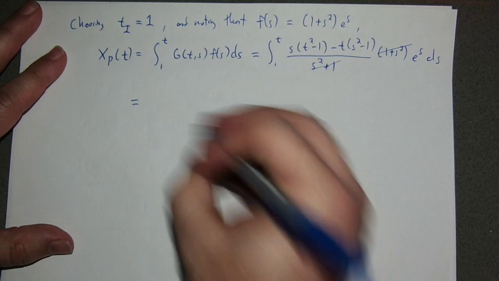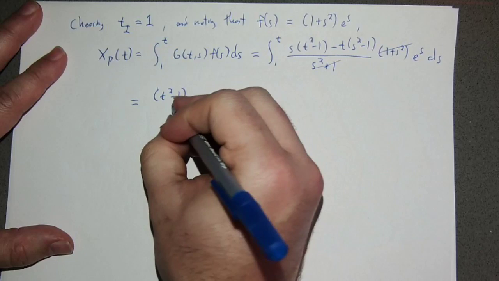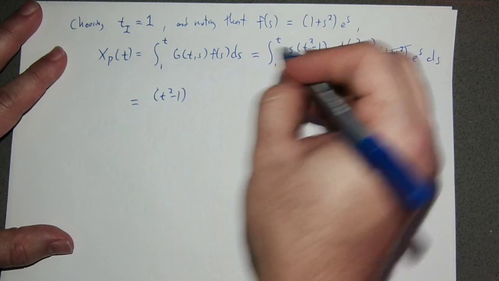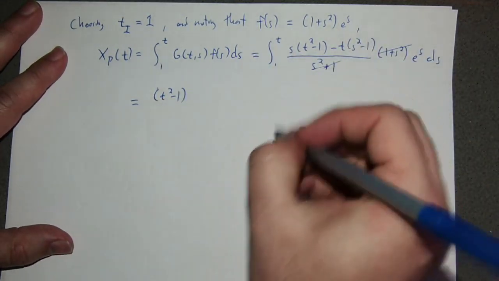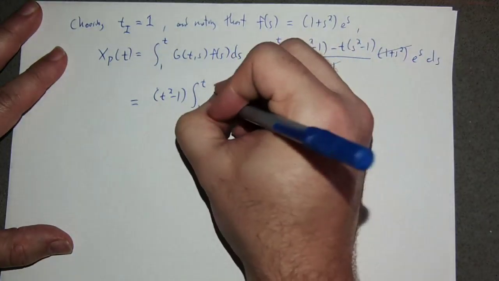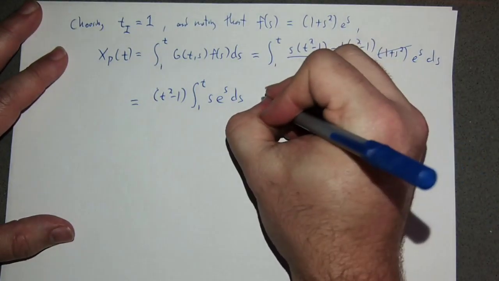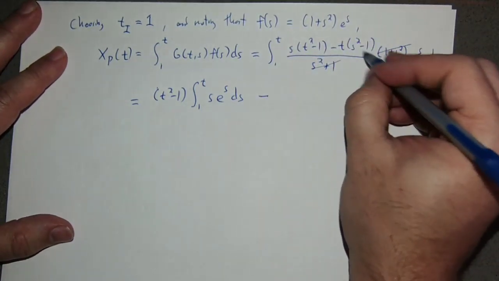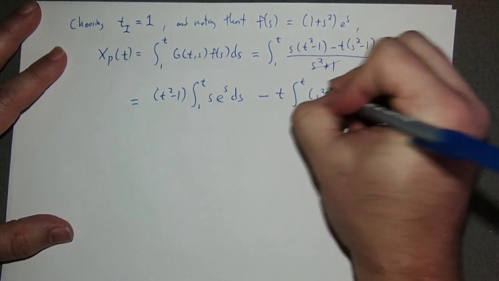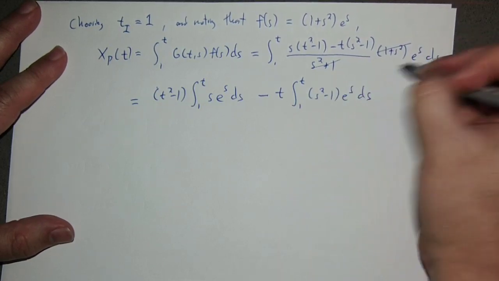Rewriting this, I get t squared minus 1. I can pull that out of this integral because this integral is with respect to s. So as far as that integral is concerned, t squared minus 1 is constant. So this is (t squared minus 1) times the integral from 1 to t of s e to the s ds, minus t times the integral from 1 to t of (s squared minus 1) e to the s ds.